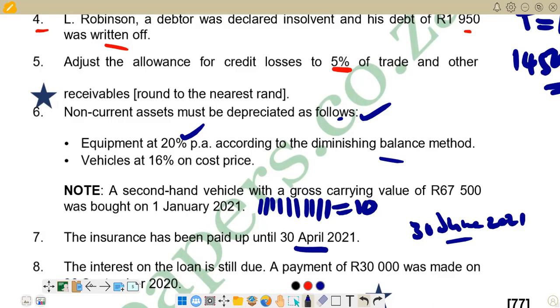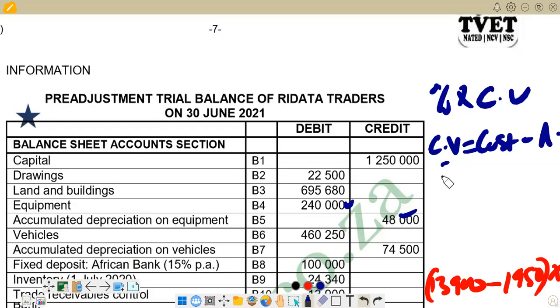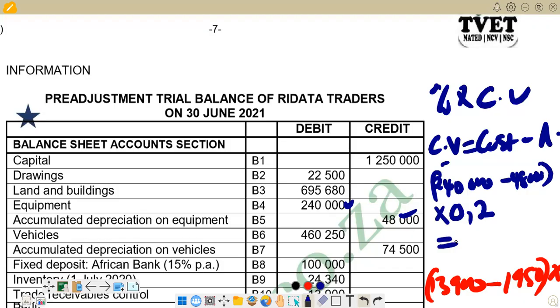So here, the calculation, we are saying 240,000 minus 48,000. Then we get our carrying value. Then we multiply by 20%, which is 0.2 as a decimal. Sorry, when you calculate that one, remember when you say 240,000 minus 48,000, you get 192,000. Then you multiply by 20%, and you get 38,400.